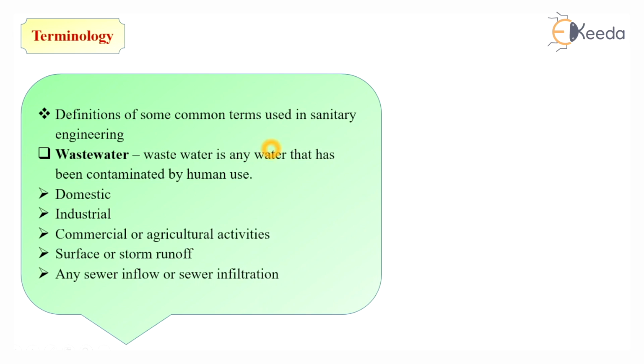Domestic wastewater. Domestic wastewater is produced due to human activities in the household, that is wastewater from the kitchen, showers, wash basins, toilets, laundry, etc.